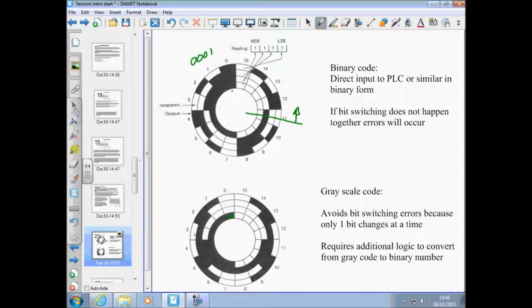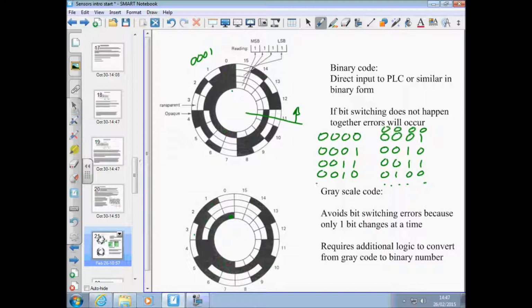The issue there is that what we really want is for it to go through a binary code like this, starting at 4 zeros, and so on. What a grayscale does is it doesn't go through that. It goes, for instance, to something else, and so on. So it's not a binary.